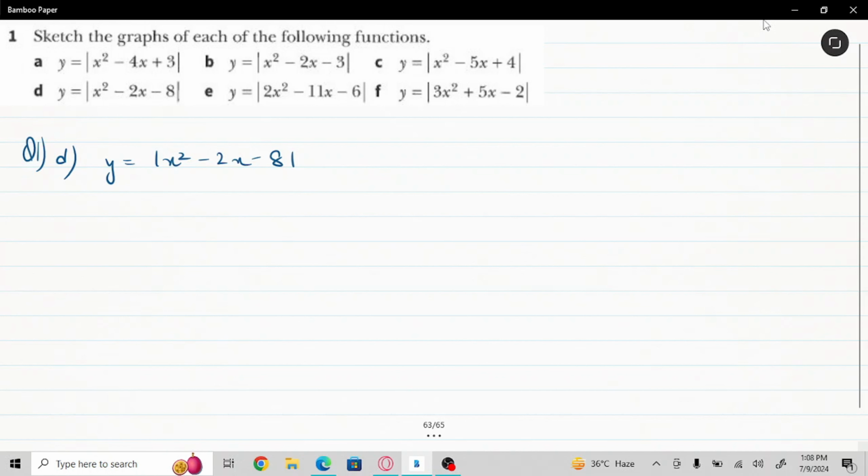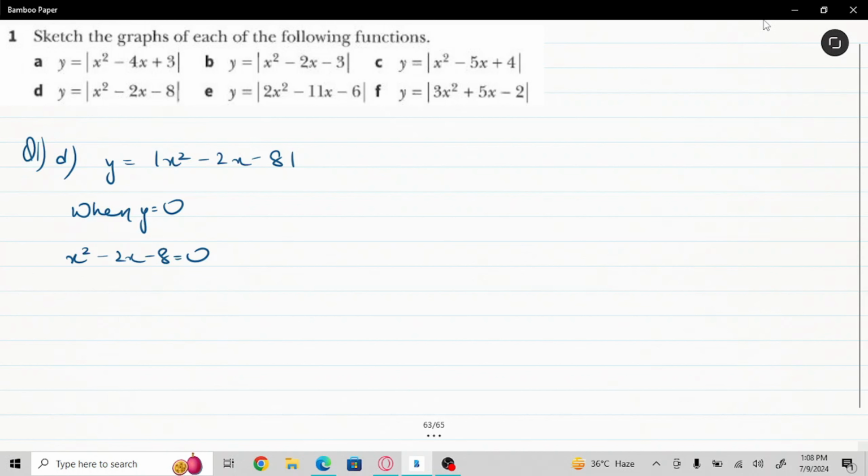So for now, y is equal to x squared minus 2x minus 8. Again, we need three things: the x coordinates, the y coordinates, and the midpoint of the x coordinates. When y is equal to 0, we are going to get the x-axis values, or you can say the two points on the graph which are clashing with the x-axis. So x squared minus 2x minus 8 is equal to 0.